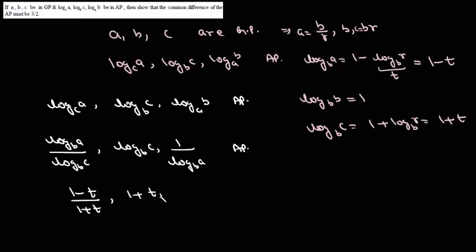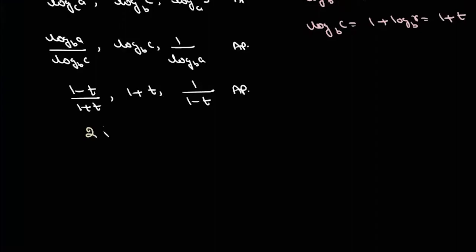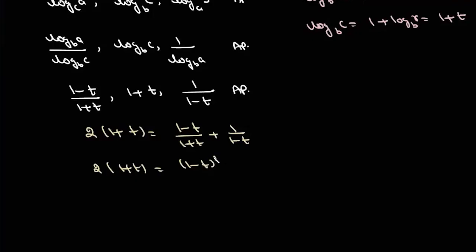This is 1 plus t, and here it is 1 upon 1 minus t, and it says it is an AP. Now since it is an AP, 2 times 1 plus t will be equal to 1 minus t upon 1 plus t plus 1 upon 1 minus t. So it will be this 2 into 1 plus t, and it is 1 minus t plus 1 plus t upon 1 plus t into 1 minus t, which is 1 minus t square.